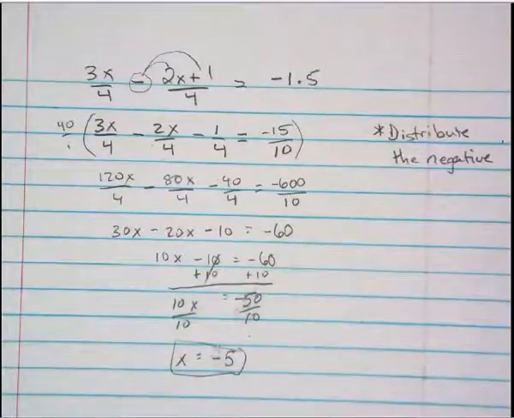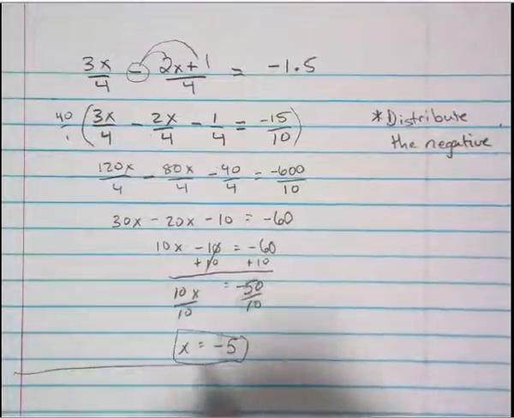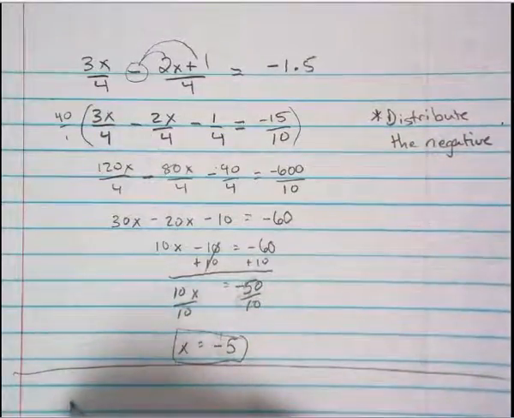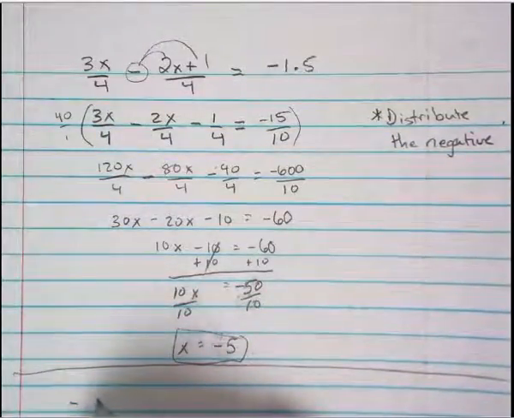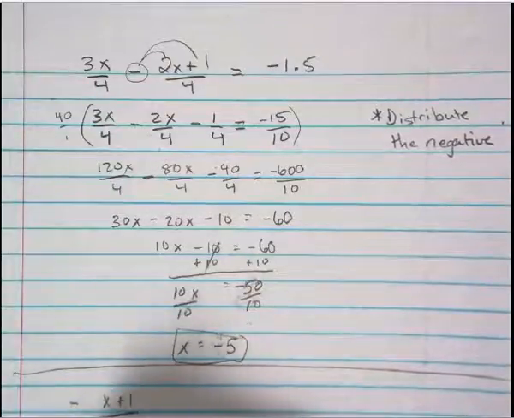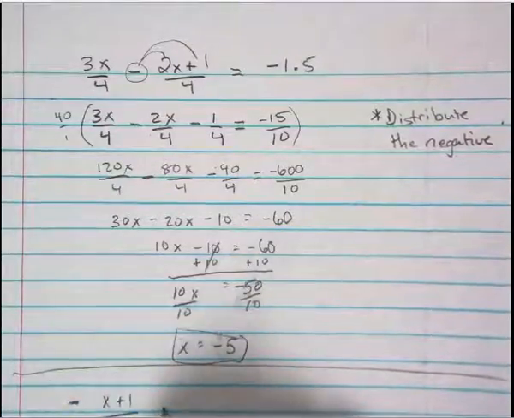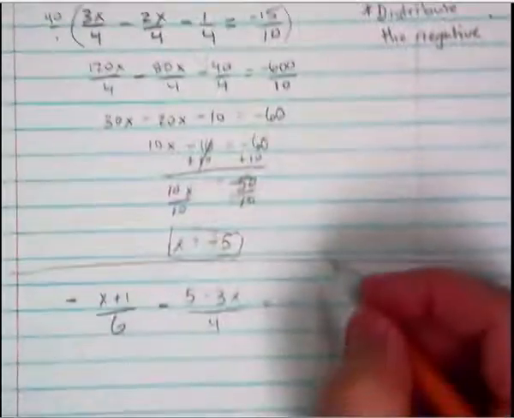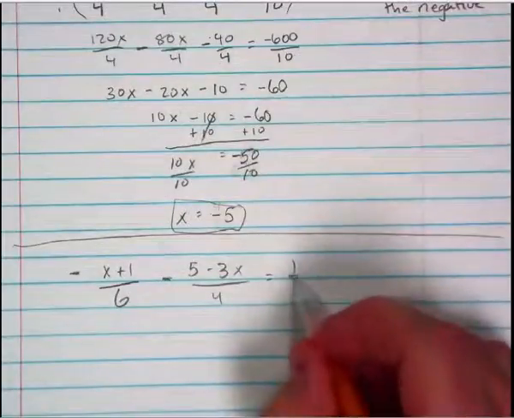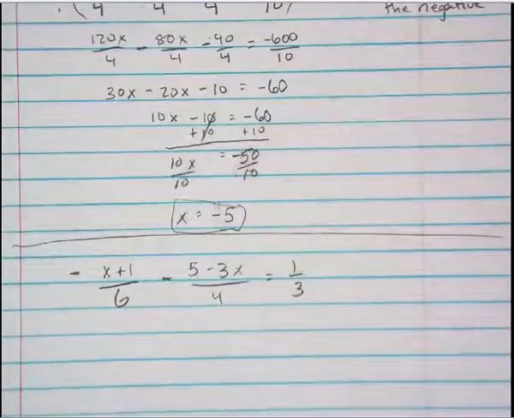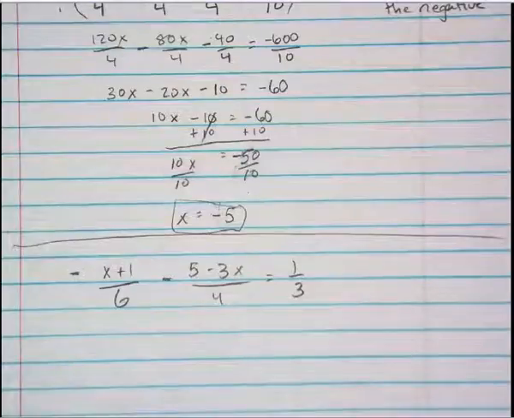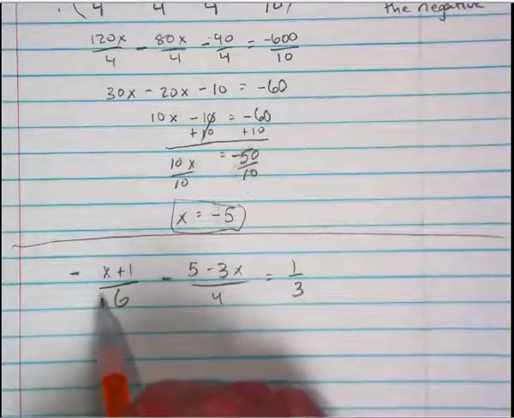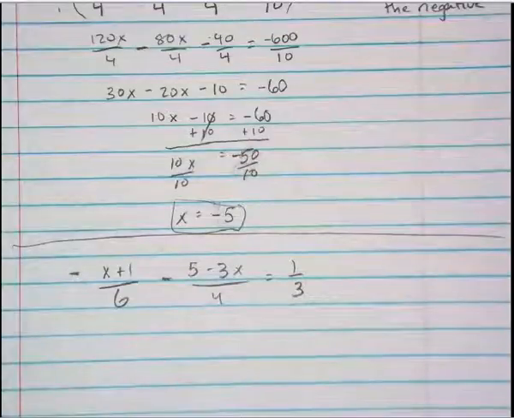Okay. Let's try one more together. So if I do negative x plus 1 over 6 minus 5 minus 3x over 4 equals 1/3. First thing I'm going to recognize is that minus sign out front. It really is supposed to be out front of the fraction. So it's in the middle, so I would distribute that. So I'm going to distribute that negative.